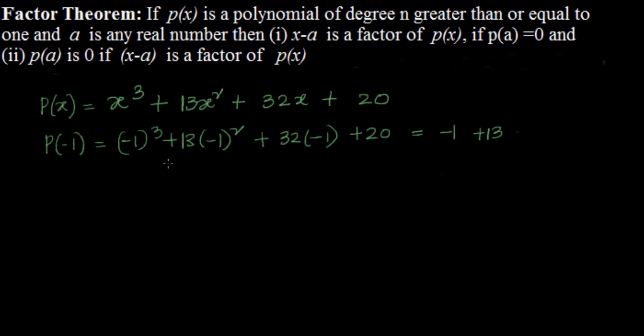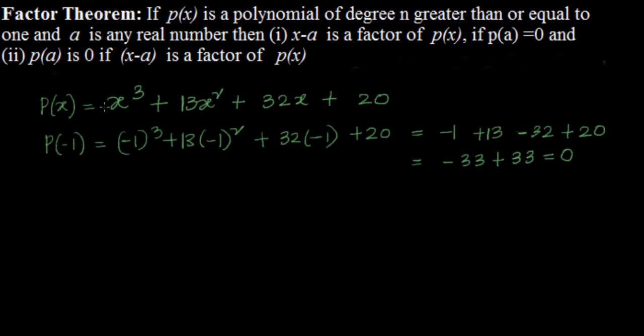We have minus 1 plus 13 minus 32 plus 20. So you can see here minus 33 plus 33 equal to 0. So the polynomial is x cube plus 13x square plus 32x plus 20, and we have substituted the value of minus 1. Because we have seen all of them are positive, only negative values should come to our rescue.